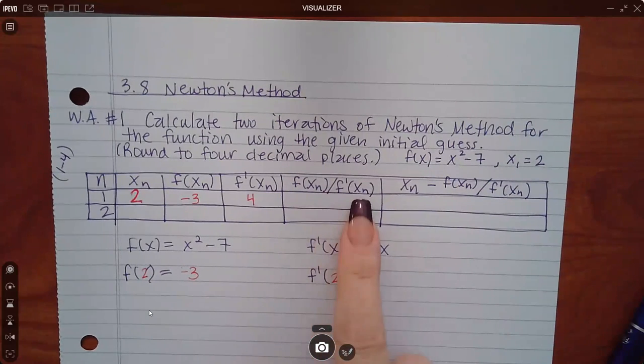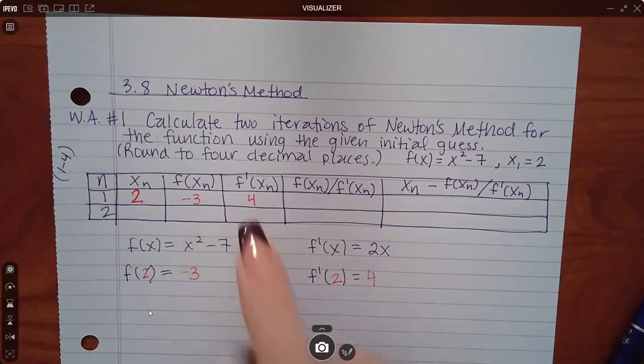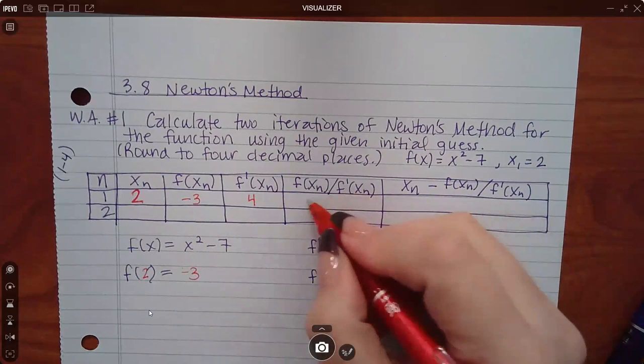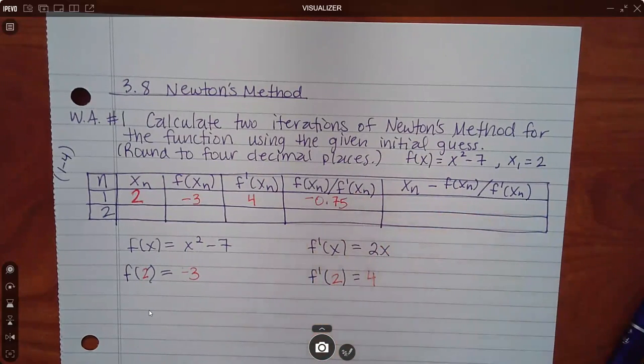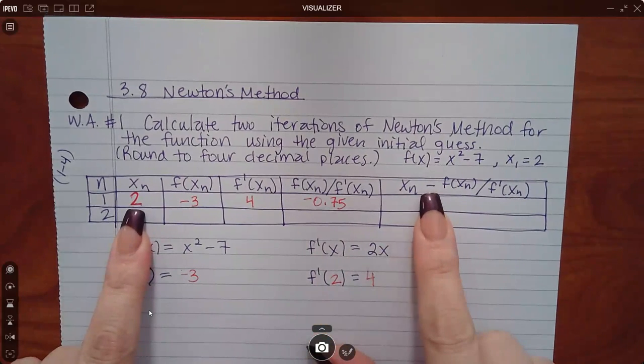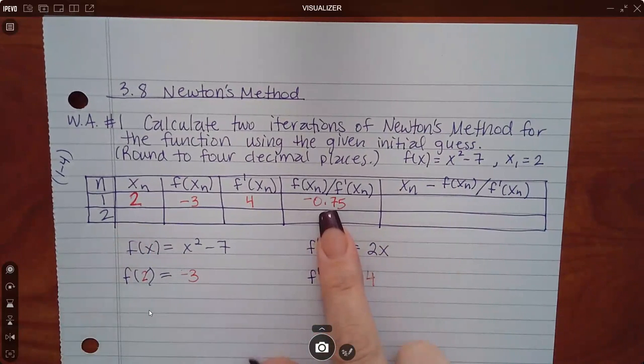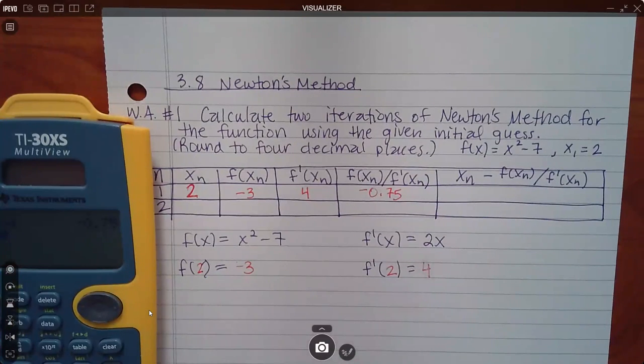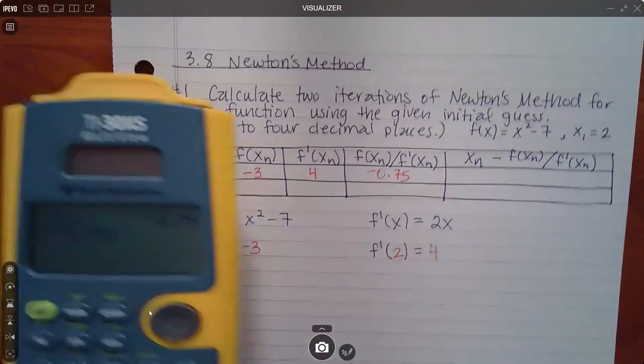And then if you were to take one of them divided by the other, if you were to take that guy divided by that, it does not simplify. It's just negative 3/4, but it wants a decimal, right? So negative 3/4 as a decimal is negative 0.75. I haven't needed to use four decimals yet. And then the last one is basically x, the guy you started with, minus this box. So what do I get when I do 2 minus negative 0.75? That double negative is actually going to add it, isn't it?